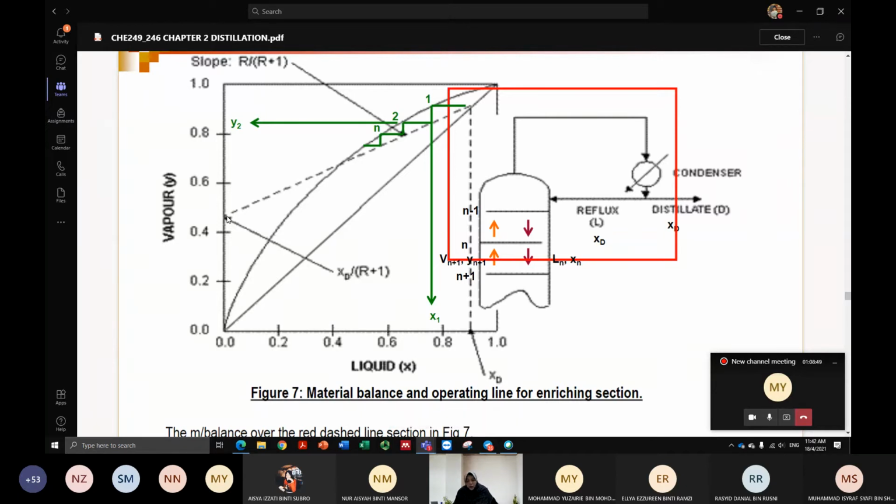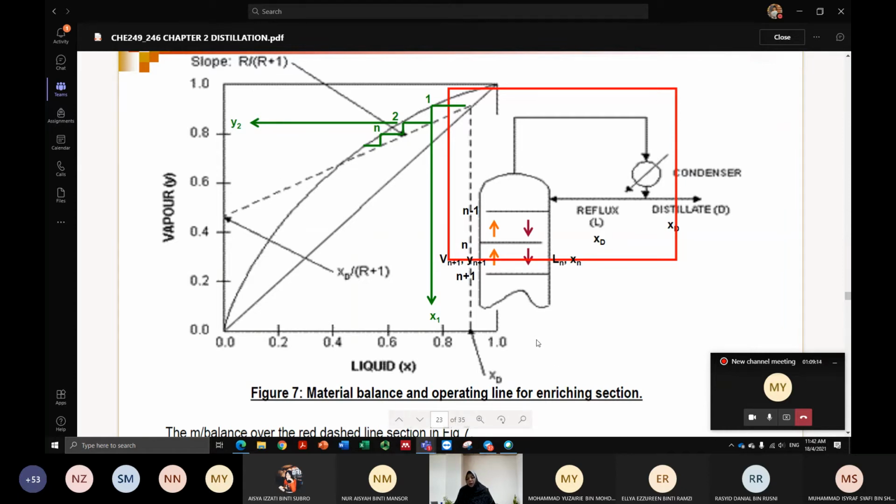So when you have this enriching operating line, without the feed condition, you just continue, where you need another piece of information, your stripping operating line. The stages that you need to draw are on top of this particular enriching operating line.